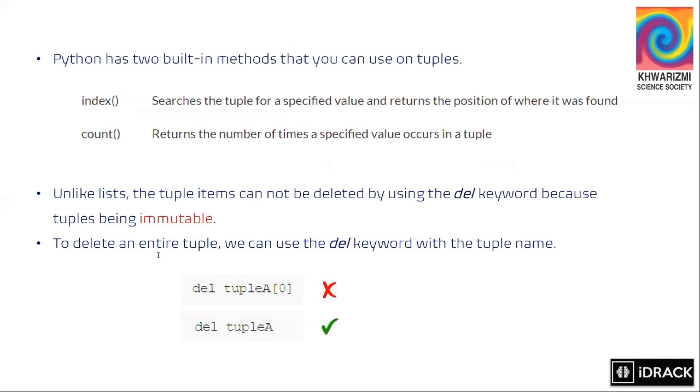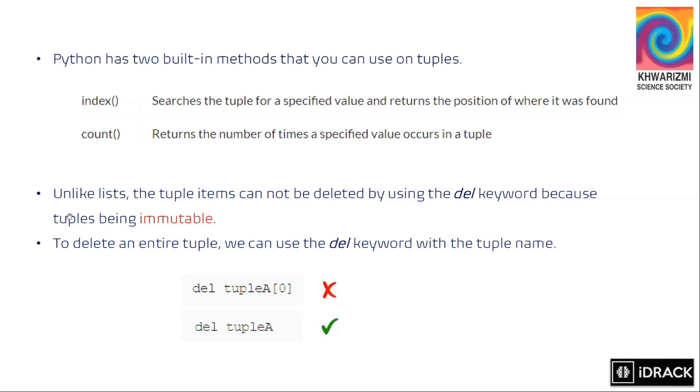Again, there are a number of other methods as well, but some of the main methods that we use on tuples are index, which searches it for a specified value and returns where it is, so it returns the index for it. And then count, which returns the number of times that whatever argument you've given it was found within the list or the tuple.